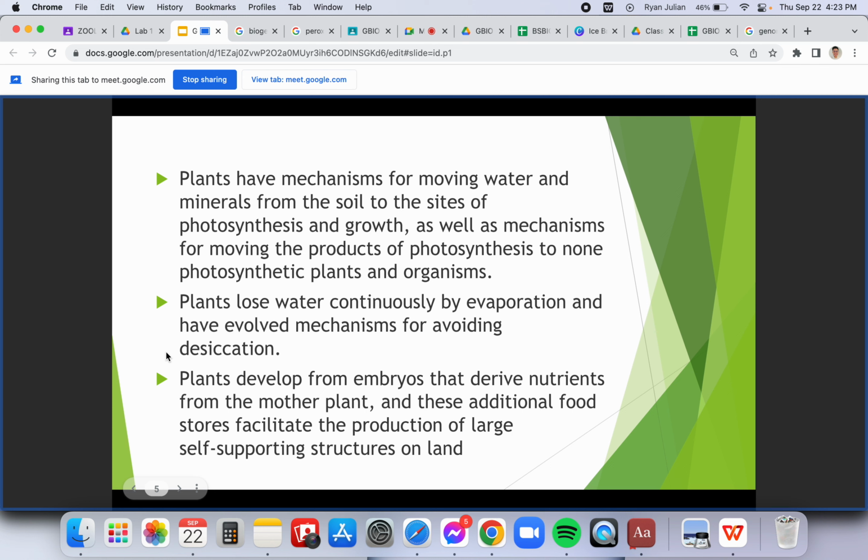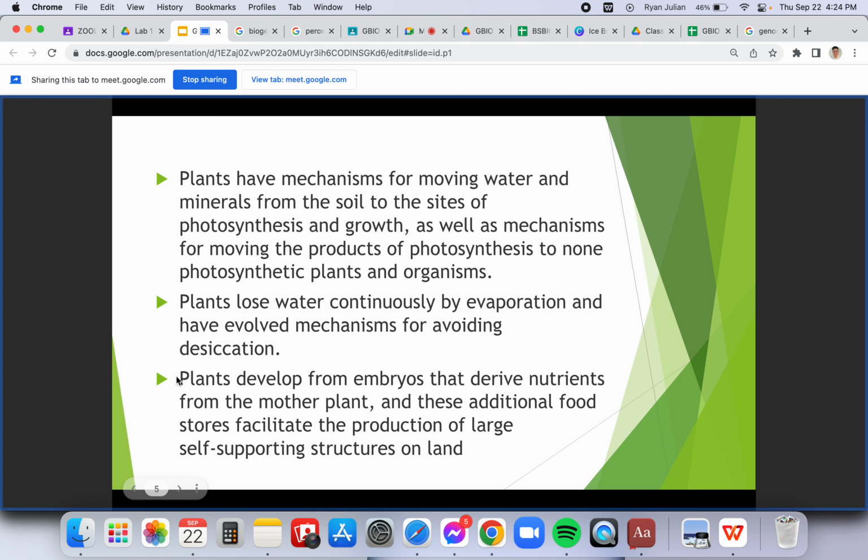Second one, plants tend to lose water continuously by evaporation and have evolved mechanisms for avoiding desiccation. When you encounter the term desiccation, what does it mean? It only means that it is the condition wherein moisture or water is being lost. And who would have thought that plants can become really succulent, which means that they are composed of a lot of fluid inside their body structure. But little do we know that they lose water via evaporation, which is the process kung saan yung water is nawawala, through desiccation, losing all the moisture that has been occupied by a particular plant. Okay, next one.